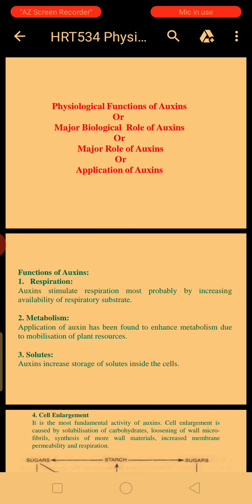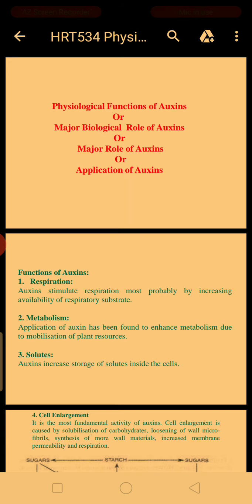The third one is the solute. Oxygen increases the storage of solute inside the cell. This point is related to the cell, to permeability, negative or positive, and we can say osmotic pressure. Come to the next point, cell enlargement. This is one of the major roles of oxygen during cell growth and development.